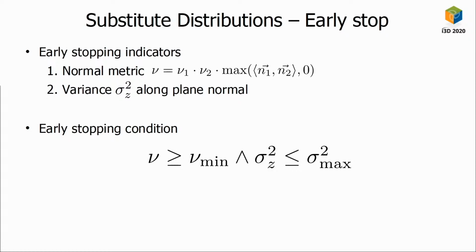The second indicator is the variance along the plane normal. The variance indicates any deviations along the plane normal, so for example the VPLs may point into the same direction, but they may not lie on the same surface. For leaf nodes, the normal metric is initialized to 1 and the variance to 0. Combining those 2 indicators with suitable parameter thresholds, we obtain a joint condition for ensuring that merged substitute distributions are of sufficient quality for sampling.